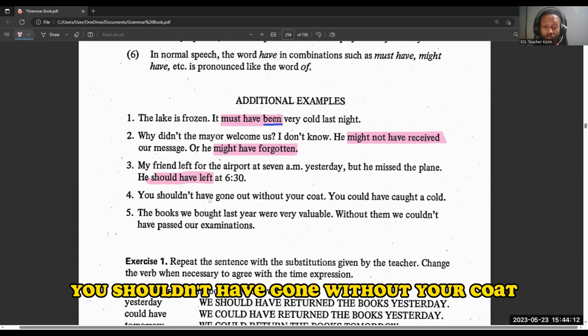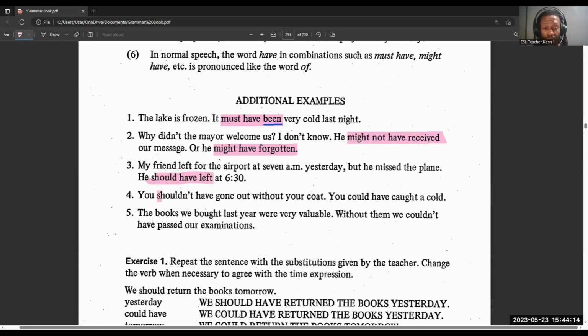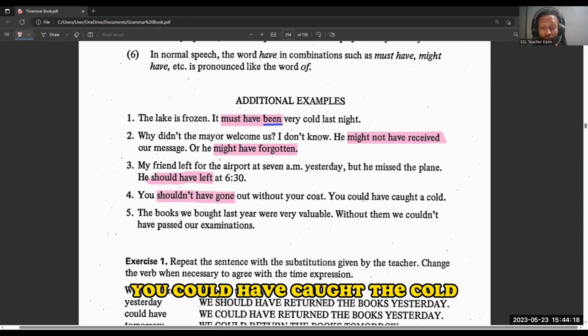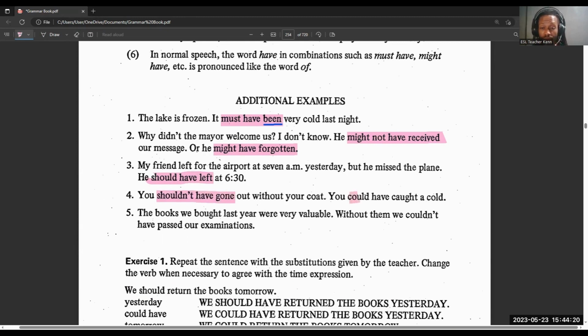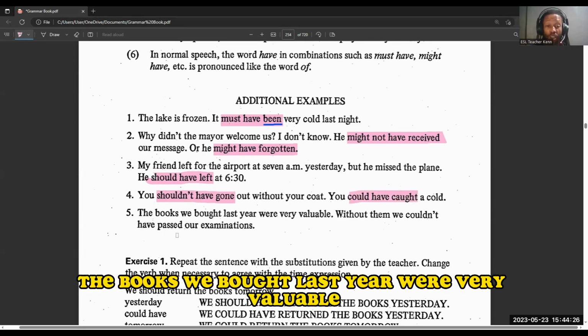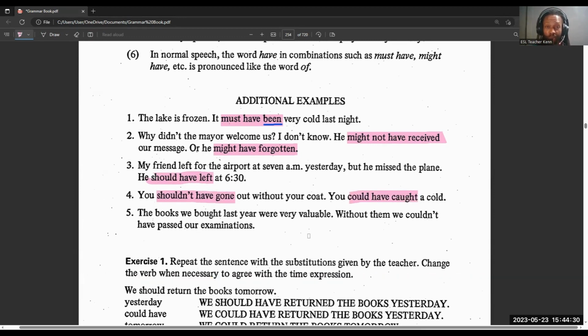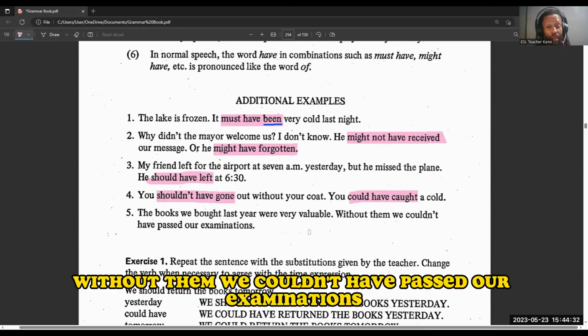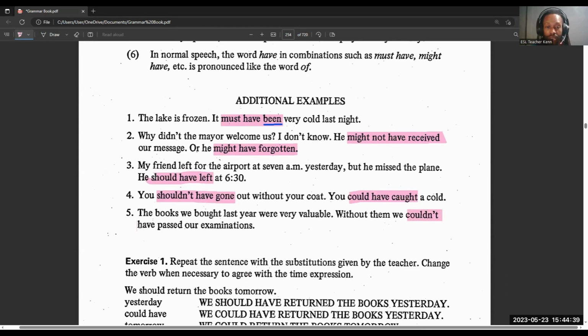You shouldn't have gone without your coat. You could have caught a cold. The books we bought last year were very valuable. Without them, we couldn't have passed our examinations.